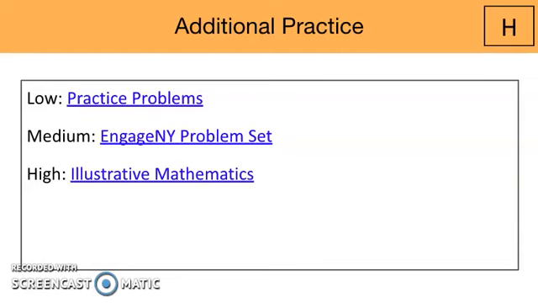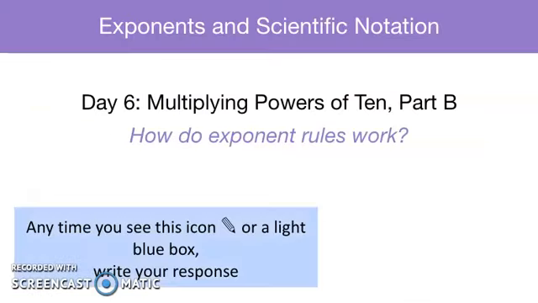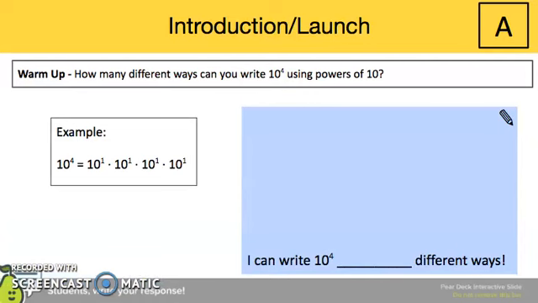Let's move on to the 8th grade lessons. 8th graders will be working on exponents and scientific notation. Day 6, multiplying powers of 10, part B. How do exponent rules work? For the introduction, you just want students to have different ways of writing 10 to the 4th power using only powers of 10. There is a provided example in the lesson, and you just want students to think of how many different ways. Emphasis on the word different.